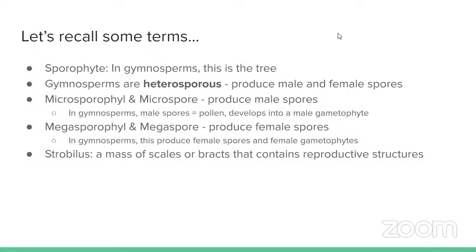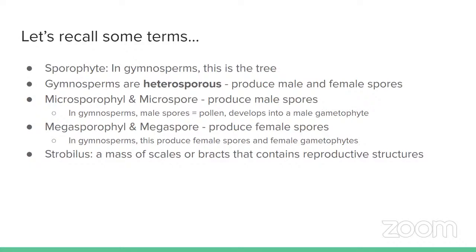Okay. So since we're about to talk about reproduction again, it's helpful to remember some of the things we looked at in our fern lab last time. Okay. So when we think about gymnosperm reproduction, we're still going to be thinking about sporophytes and gametophytes. So when we see a gymnosperm tree, like when you look at a pine tree, that's a sporophyte. That's the sporophyte of a pine.